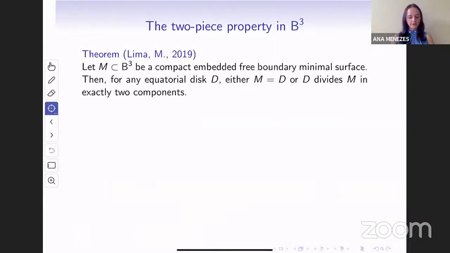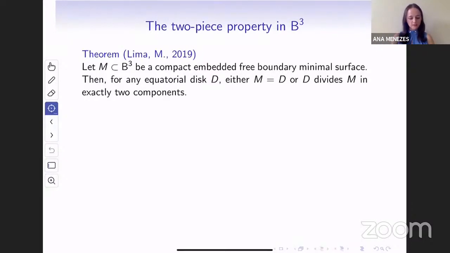So here we have M, a compact embedded free boundary minimal surface in the ball. Then for any equatorial disk, we have that either our surface coincides with that disk or the disk divides our surface in exactly 2 components. And that's exactly the analog of Ros' result.